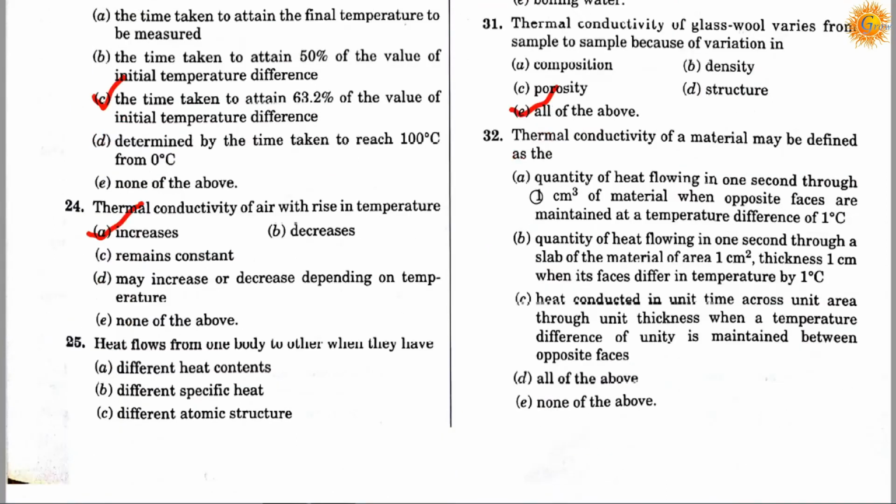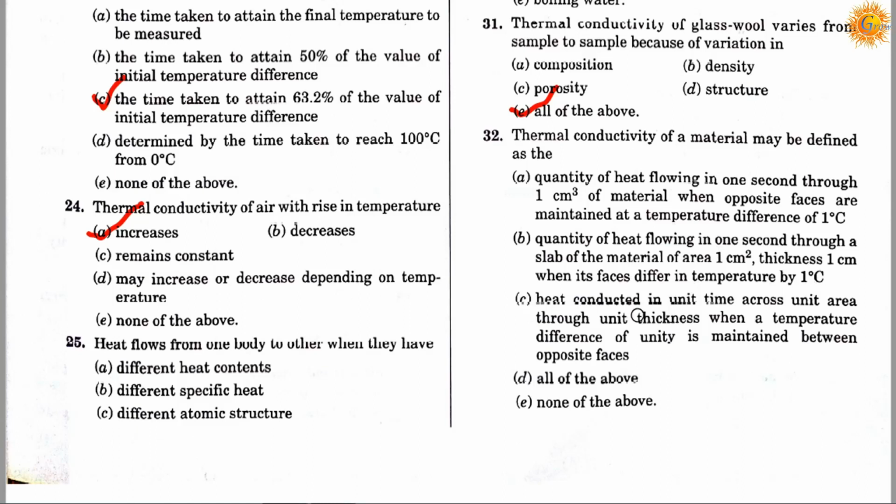Question number 32. Thermal conductivity of a material may be defined as option A, quantity of heat flowing in 1 second through 1 cm³ of material when opposite faces are maintained at a temperature difference of 1°C. Option B, quantity of heat flowing in 1 second through a slab of the material of area 1 cm², thickness 1 cm, when its faces differ in temperature by 1°C.